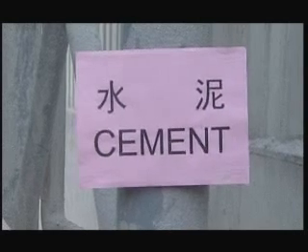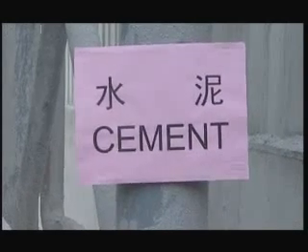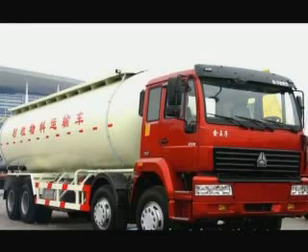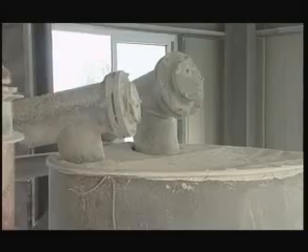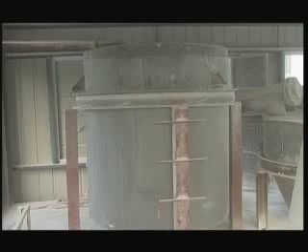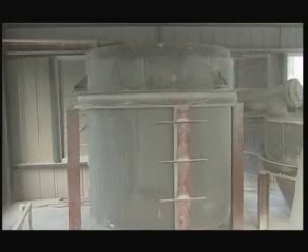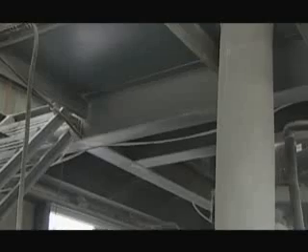Cement, usually in bulk, is pumped into the material tank by transport cart for use. 2. Dosing, mixing and pouring. Lime and cement are put into the powder electronic dosing scale separately by screw feeder, and the slurry is pumped into the slurry electronic dosing scale in the dosing center for dosing.